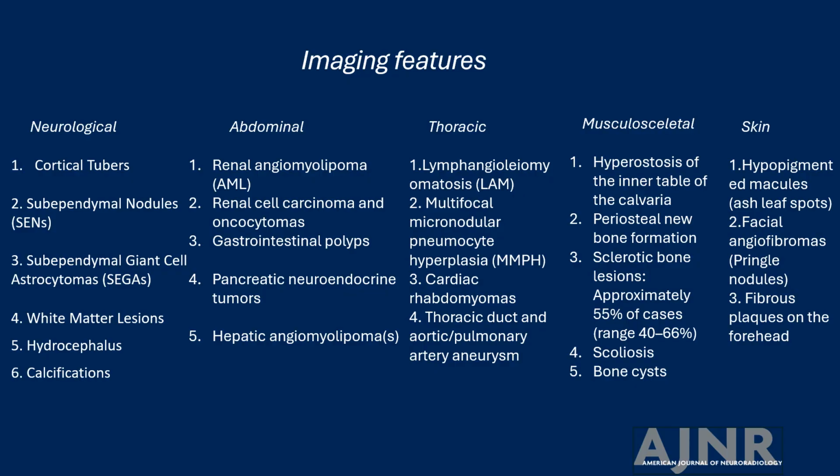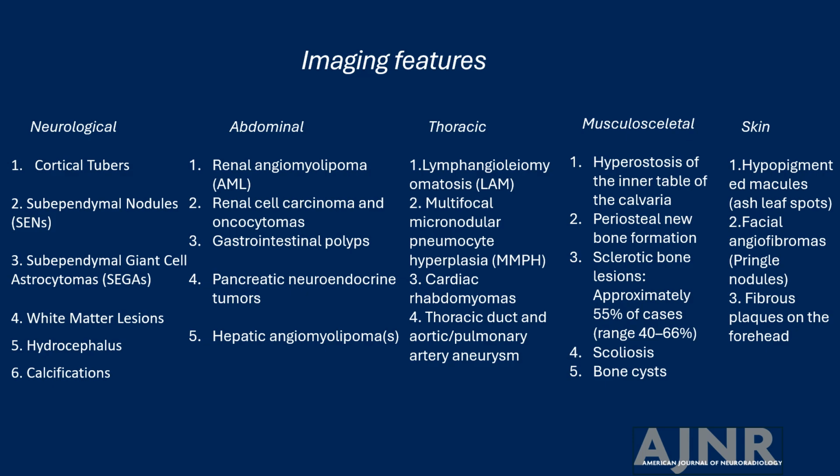Imaging features. Neurological ones: we have cortical tubers, subependymal nodules, subependymal giant cell astrocytomas, white matter lesions, hydrocephalus, and calcifications. Abdominal features: renal angiomyolipomas, renal cell carcinoma and oncocytomas, gastrointestinal polyps, pancreatic neuroendocrine tumors, and hepatic angiomyolipomas. Thoracic features: lymphangioleiomyomatosis, multifocal micronodular pneumocyte hyperplasia, cardiac rhabdomyomas, thoracic duct, and aortic and pulmonary artery aneurysm.